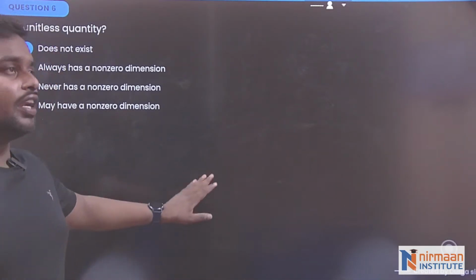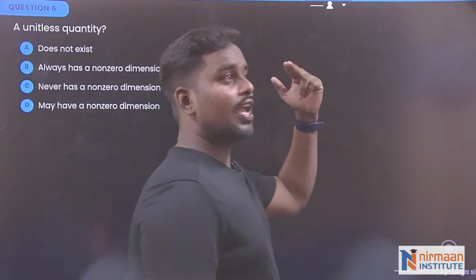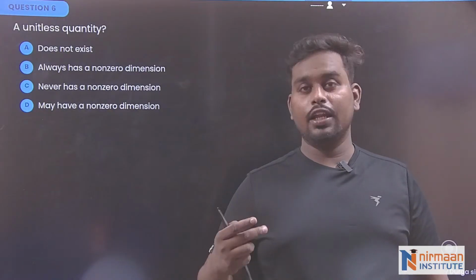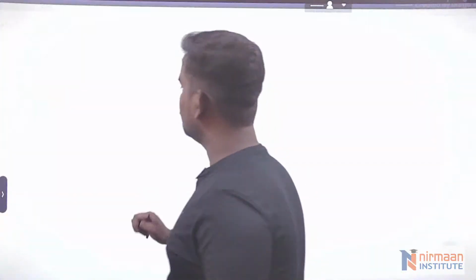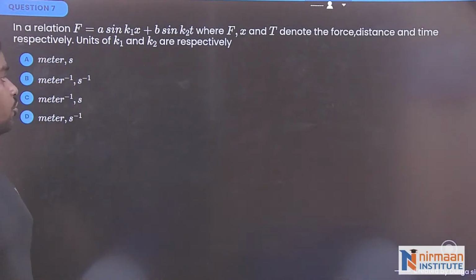So take it as homework. Okay, it's very easy, but let me give the hint. Think about the angle. Okay, angle is a unit but has no dimension. Okay, it's homework. It's a very good question also.